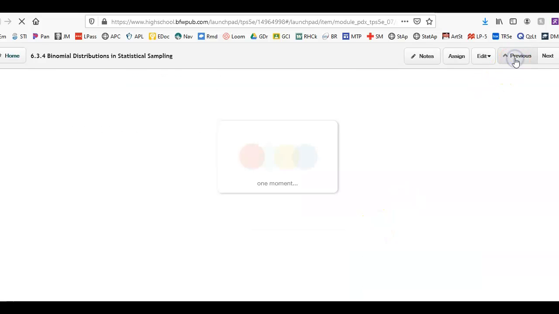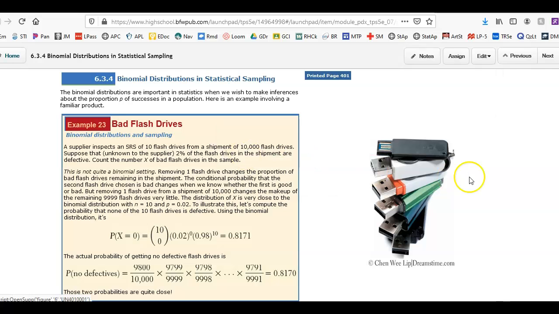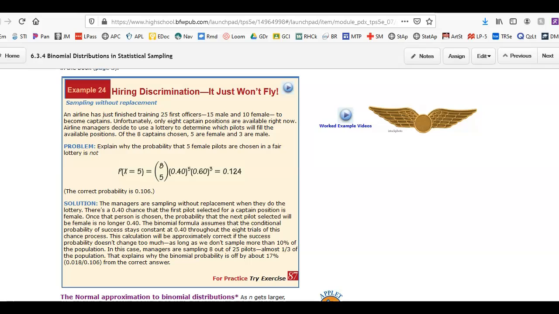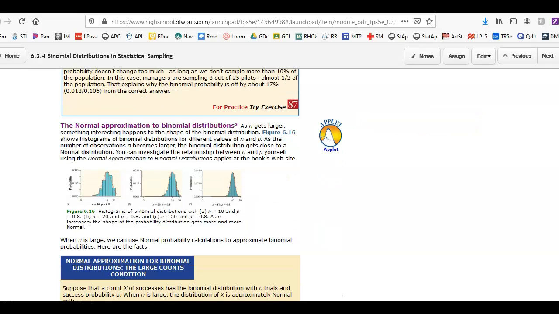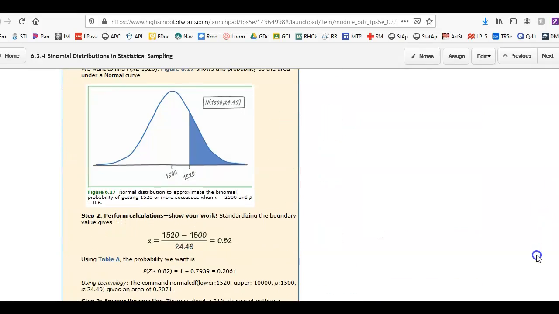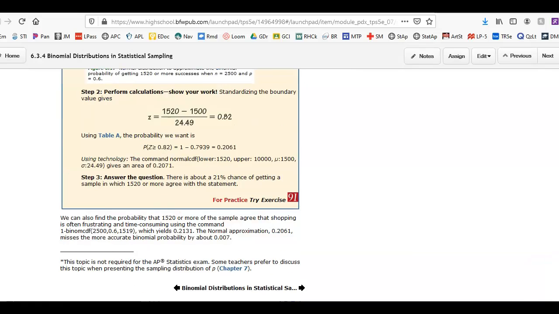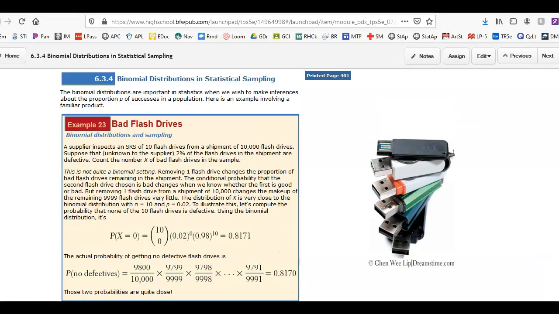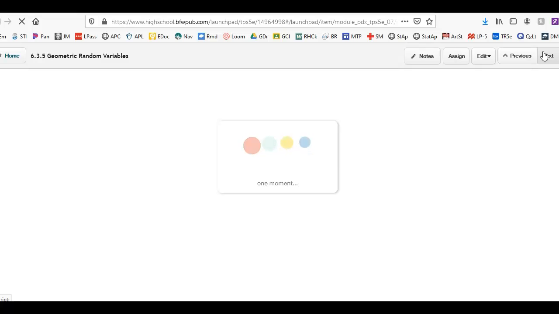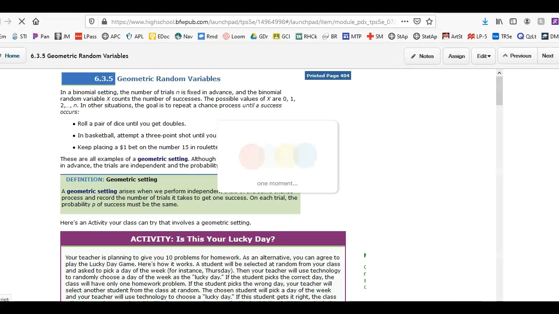Alright, in the previous video I ended here, this section 6.3.4. This is not required on the AP, and it's something that I'm going to introduce when we get to chapter 7. So this is not something that I expect you to know. It's just using the normal distribution instead of the binomial distribution as an estimate. So I'm going to skip over that. That's not something I'm going to address in class either.